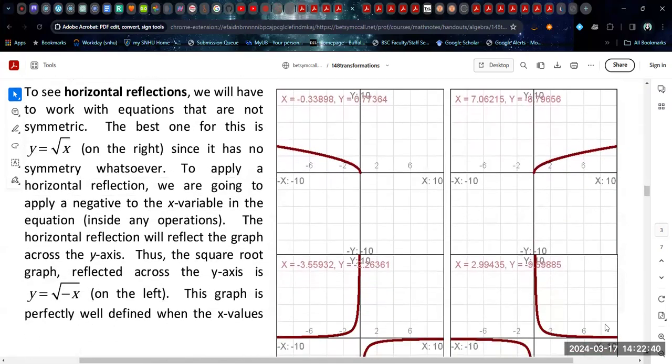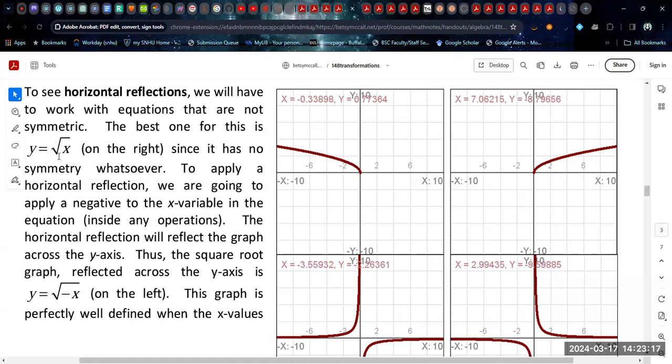Now, for reflections, for those to work really well, we're going to have to look at a function like the square root of x that doesn't have any symmetry. Because some of our functions, like 1 over x, have odd symmetry, and so certain kinds of transformations are just not going to show up, or they're going to show up the same when you do vertical reflections and horizontal reflections. Same thing for even functions. Some of them will show up and some of them won't show up at all.